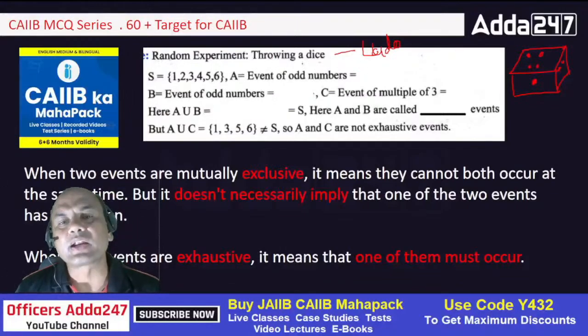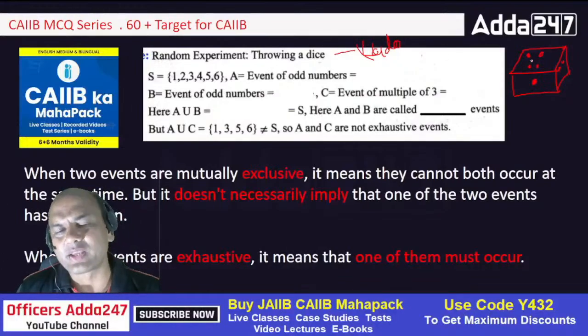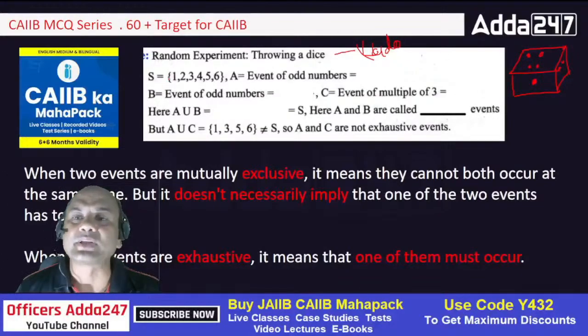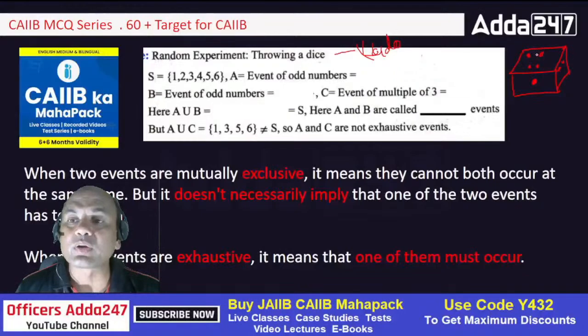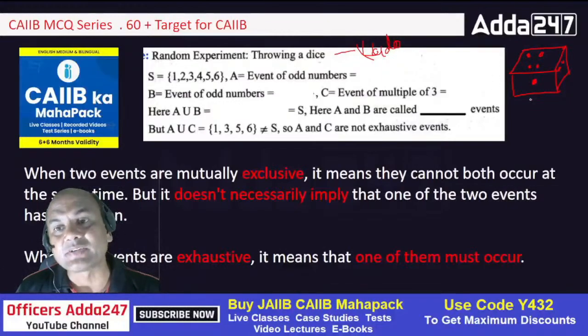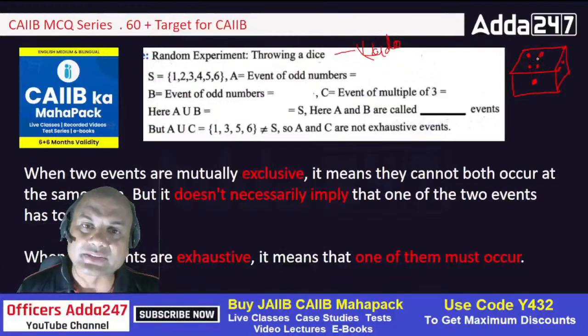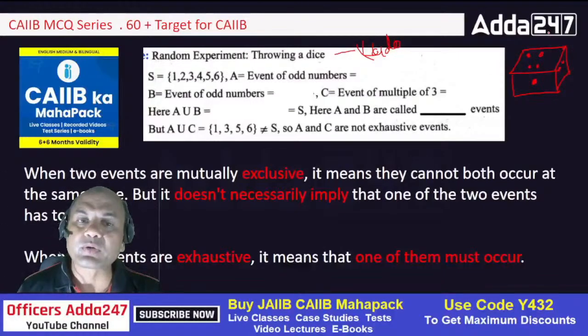So throwing a dice, Ludo, means simply throwing a dice. So what is the sample space? How many outputs can be there over here? It can be 6 outputs. I can have either 1 on the top, or 2, or 3, 4, 5, 6. I can't have more than 6, because the faces are 6. So what is my sample space? Sample space means total outputs.